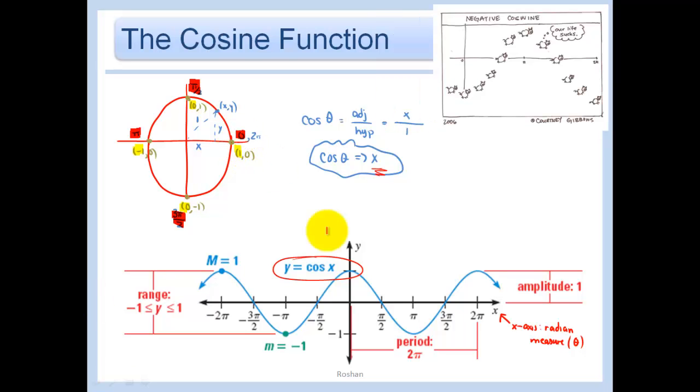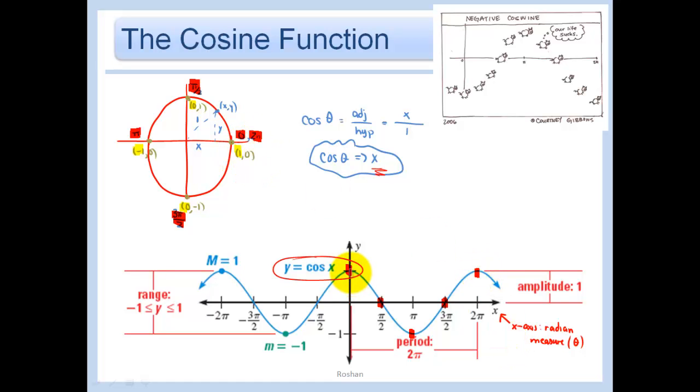So let's get started. When our radian measure is 0, our y-coordinate is 1 in this case, so we need to plot the point (0, 1). When our x-coordinate is pi over 2, our y is 0. So (pi over 2, 0). At pi, we plot -1. At 3 pi over 2, we plot 0. And then at 2 pi, we go around the full circle, we plot 1.